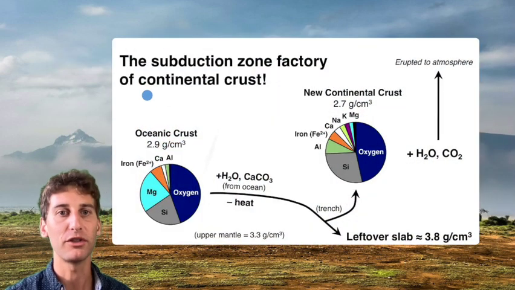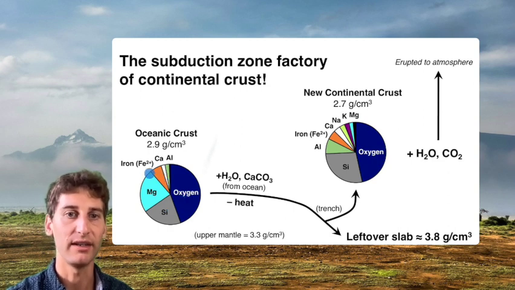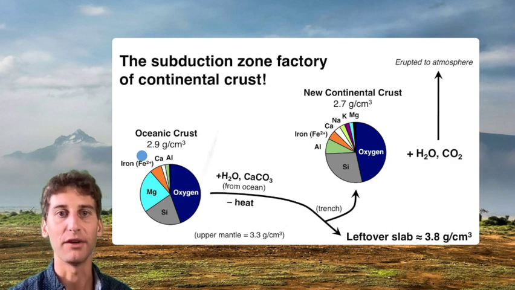Just to walk through the chemical transformations in a bit more detail here, this is a throwback to when we were looking at the formation of Earth. We have oceanic crust that's basically the same composition as Earth's mantle. It's got magnesium, it's got silicon, it's got oxygen, it's got things like iron in it as well. And this overall forms rocks with a density of around 2.9 grams per cubic centimeter.